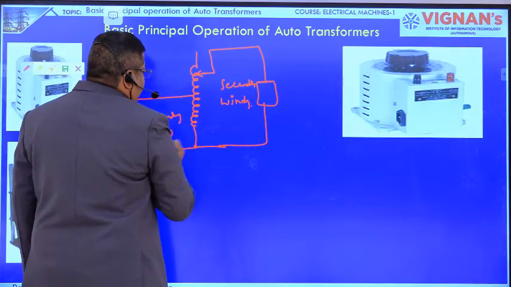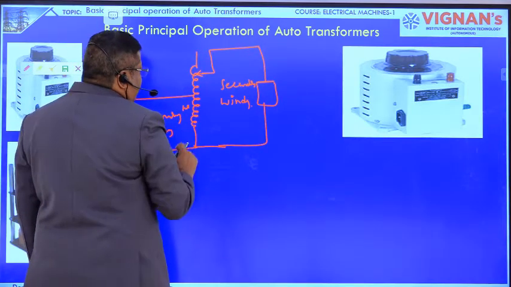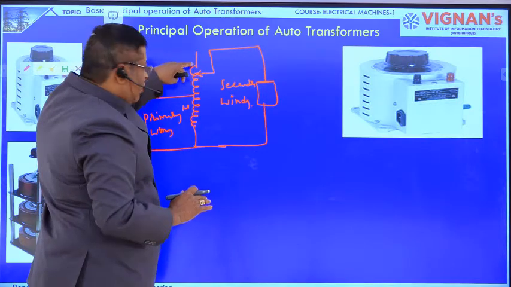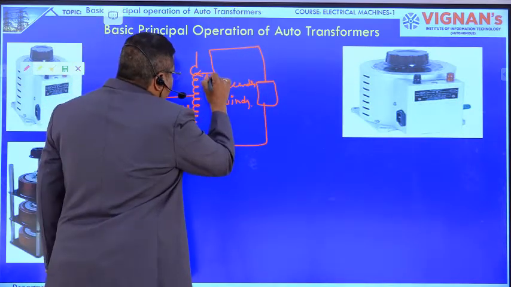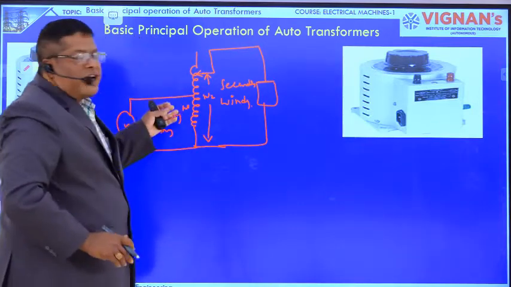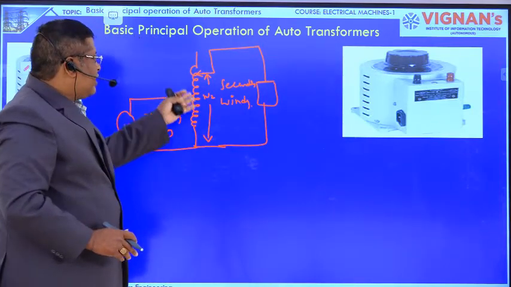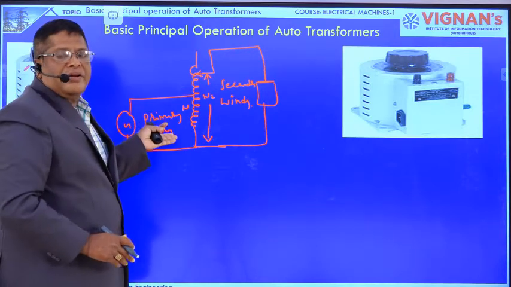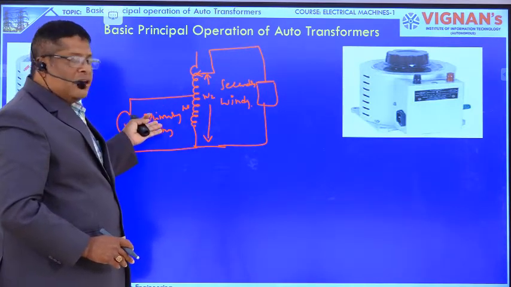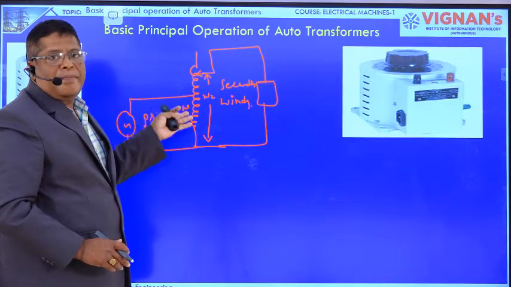In the primary winding, N1 number of turns is there. For the secondary, if you keep the variable point here, how many turns are there? This is N2 turns. After seeing the circuit diagram itself, we can say that the secondary winding has more turns compared to the primary. So the secondary voltage is greater than the primary voltage. That's why it is called a step-up auto transformer.